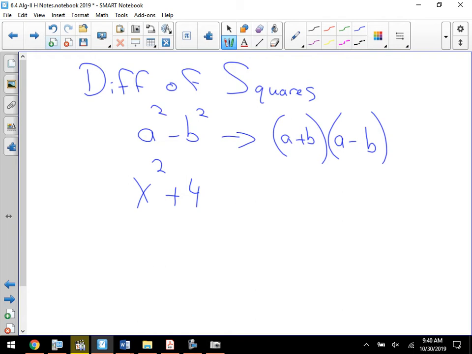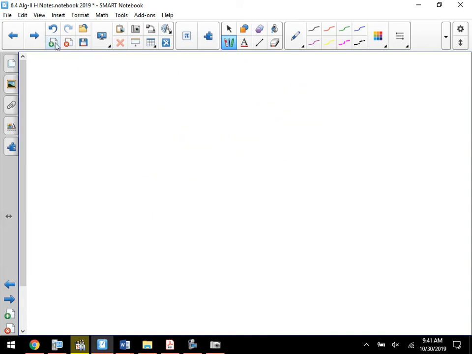You can't factor it. Could you find the zeros in it, though? Yes, they're just imaginary zeros. They're not factorable, but you can still find zeros off of it. There's nothing called a sum of squares, but there is a thing called the sum of cubes.